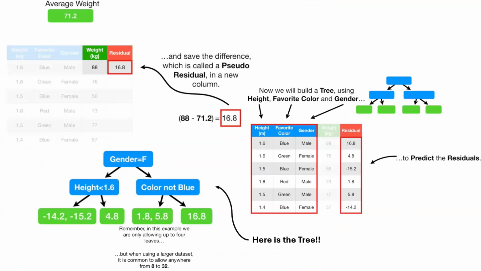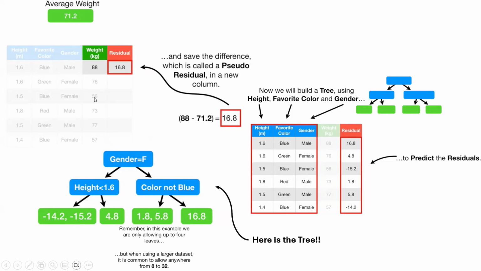And the second step is you calculate the residuals. Residuals are nothing but the difference between the observed, the actual values, and the predicted values. So the actual value is 88 and the predicted value is 71.2, so the residual would be 16.8. Okay, we call that a pseudo residual. Now we calculate the residuals of all the samples. So once we calculated all the residuals, these are the residuals we came up with.